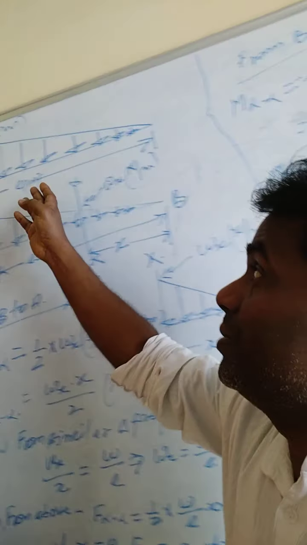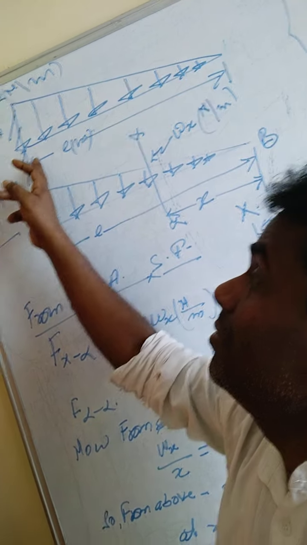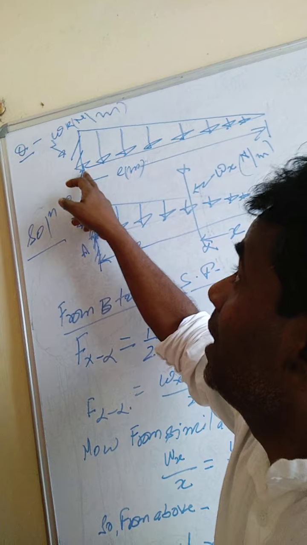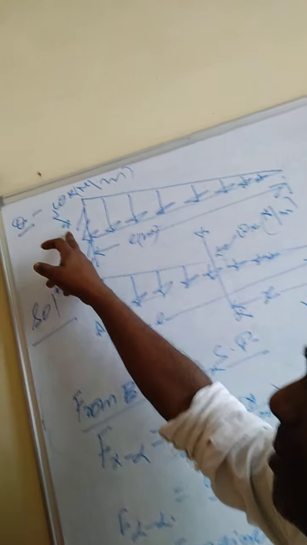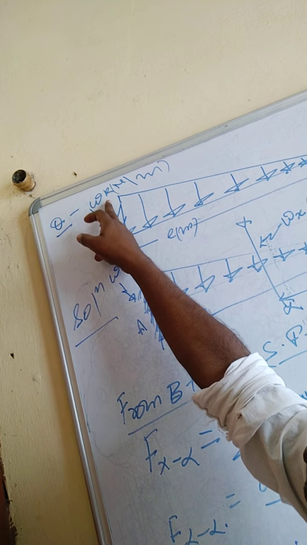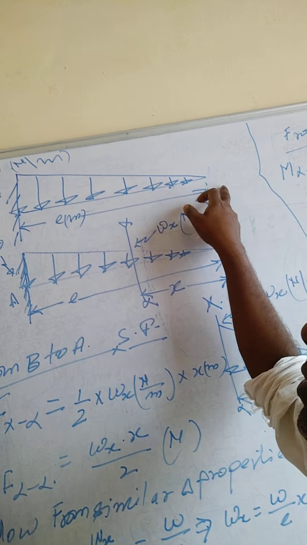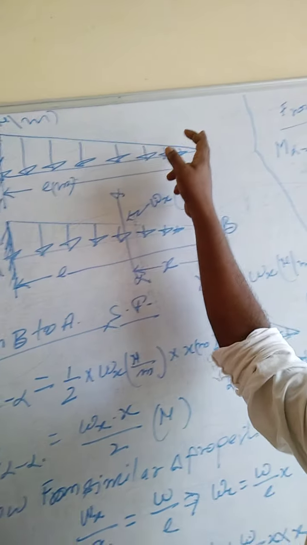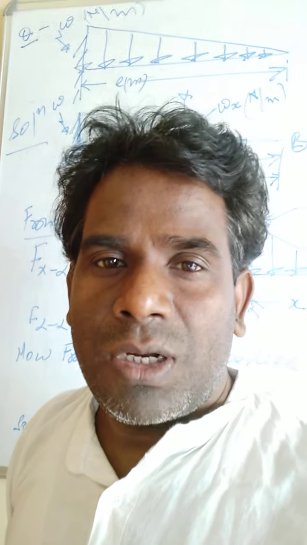We will do a problem on SFD and BMD. Suppose this is a beam, a general case, a general problem. This is a cantilever beam, one end is fixed and the other end is free, and here the maximum load is W Newton per meter, and here it is 0, and the load is varying uniformly from maximum to 0. So the type of loading is uniformly varying load, that is UVL.